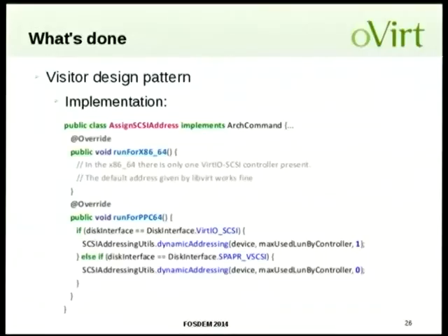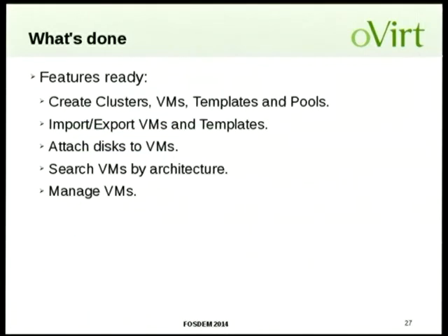You can see here that we have assign SCSI address and its architecture command, and we have an implementation of run for x86 and an implementation of run for PPC. You can see that for x86 it's still empty because we are still relying on the old libvirt logic, and for PPC we have different addressing if it's a virtualization or if it's a SPAPR vSCSI. So the addressing on the controller is different.